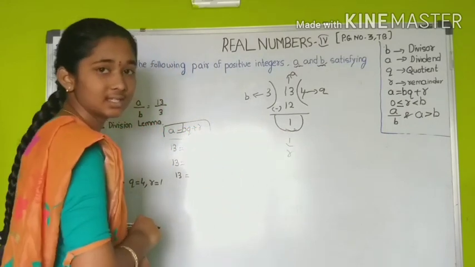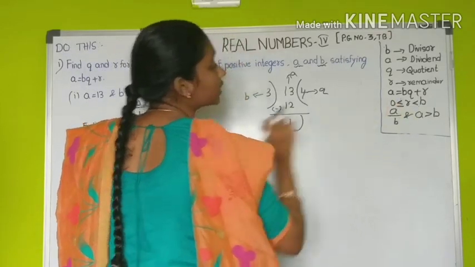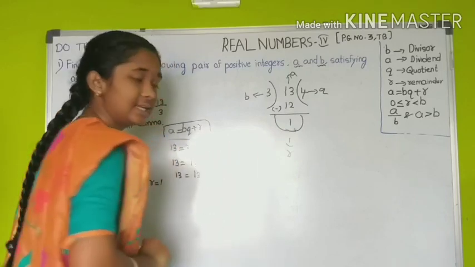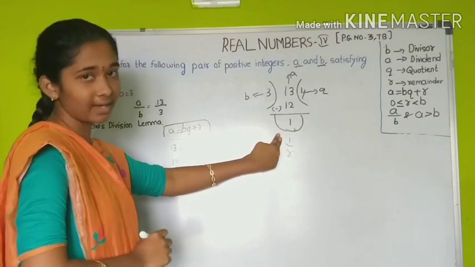Because 1 is less than 3, it satisfies this condition, and they said that the remainder should be equal to 0 or greater than 0. Here the remainder is 1. It is greater than 0, so it satisfies the condition of remainder also.